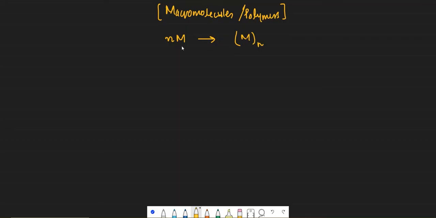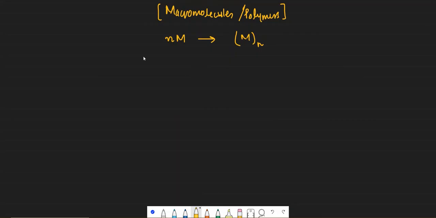If there are n number of monomers joining together to form a large polymer, if m is the monomer, then if you're joining n number of monomers, they are going to repeat n times in the polymer.